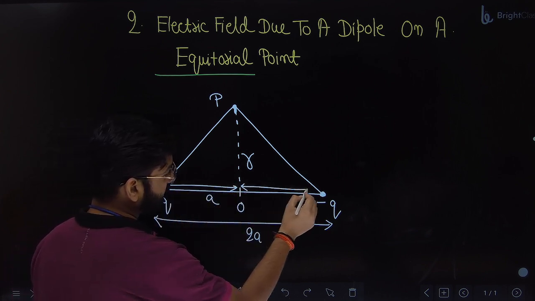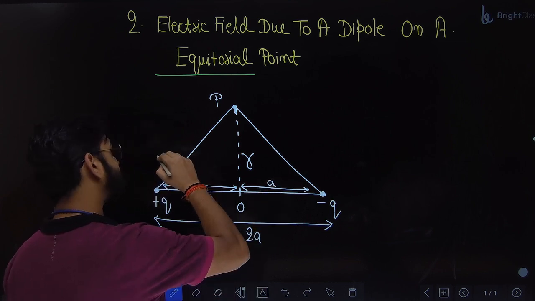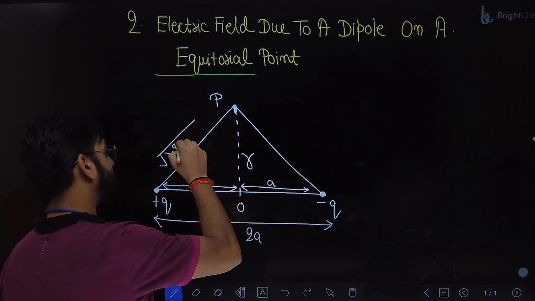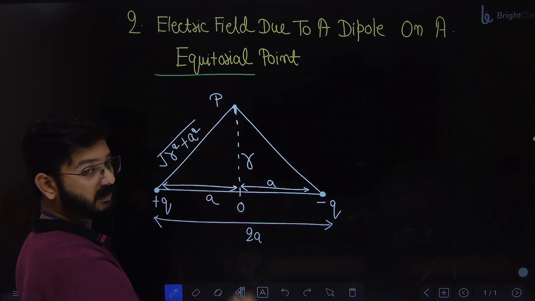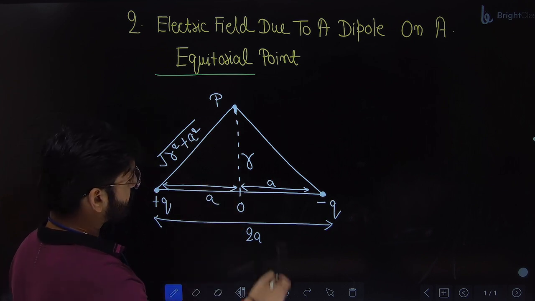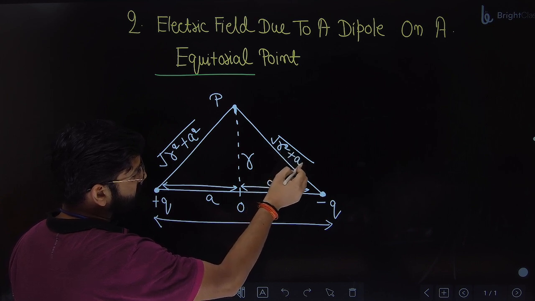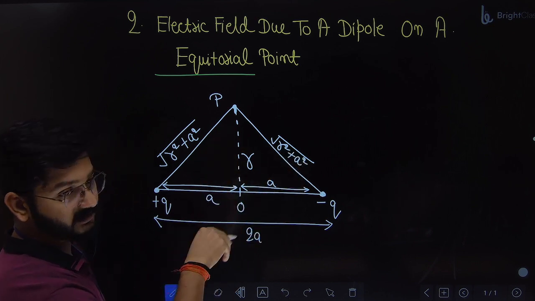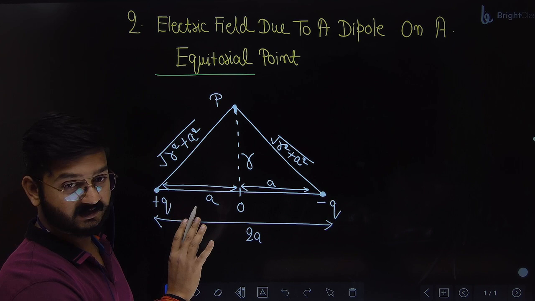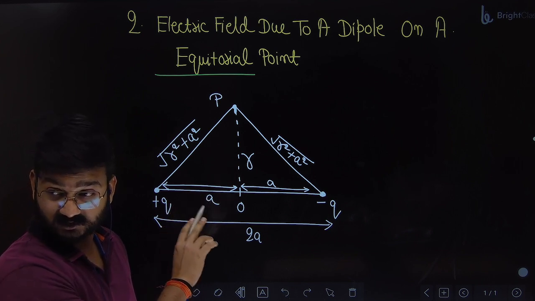This will be also A. So what will be this distance? Square root of R square plus A square. Same thing, this distance will be square root of R square plus A square. Learn how I'm drawing the figure. Don't try to mug up the figure. See the steps, how the figure is drawn.